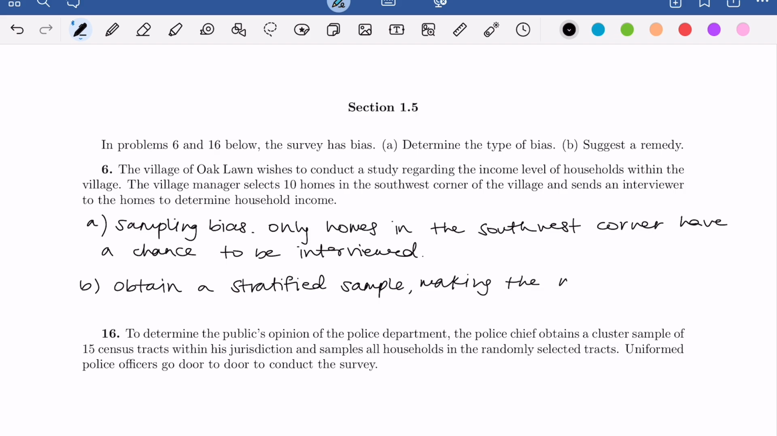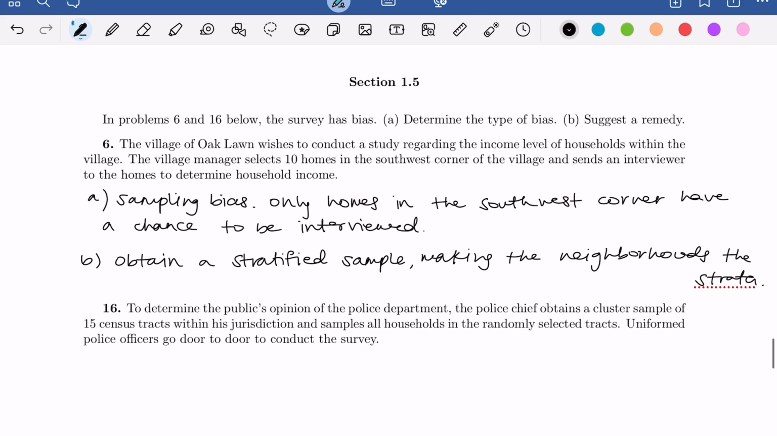So, making the neighborhoods the strata. That way we get to hear from different households in different neighborhoods. We have more of a variety in our sample. Now for question 16, we're again going to determine the type of bias that we see and suggest a remedy.